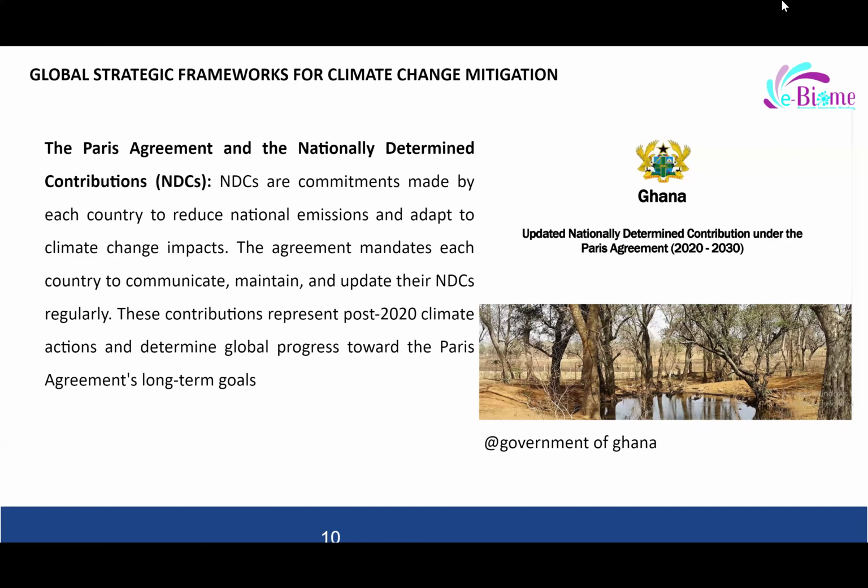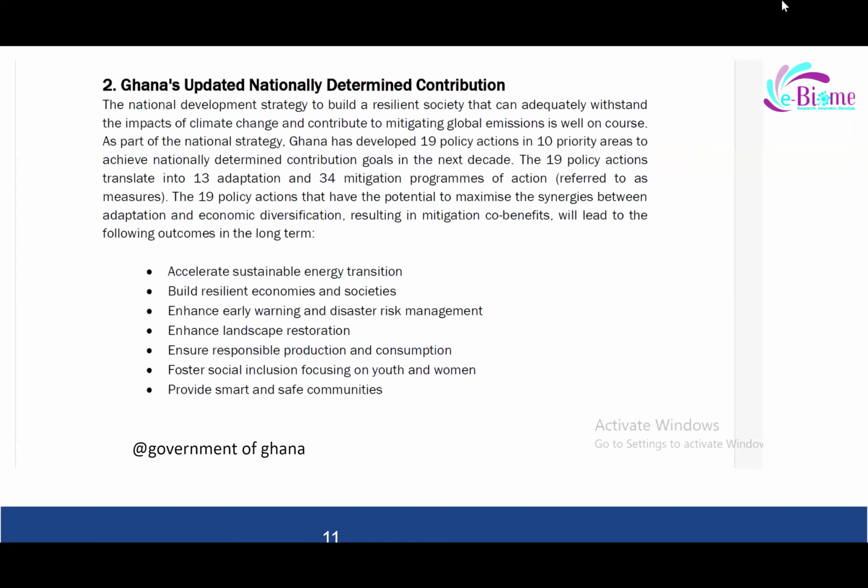Now, these NDCs are updated regularly, sometimes on a 5-year period. I think that's the period, yes, 5-year period. Every country has to update it and then submit the updated version. If it is not updated, a new one has to be made to be submitted to the UNFCCC. The UNFCCC is the United Nations Framework Convention on Climate Change.